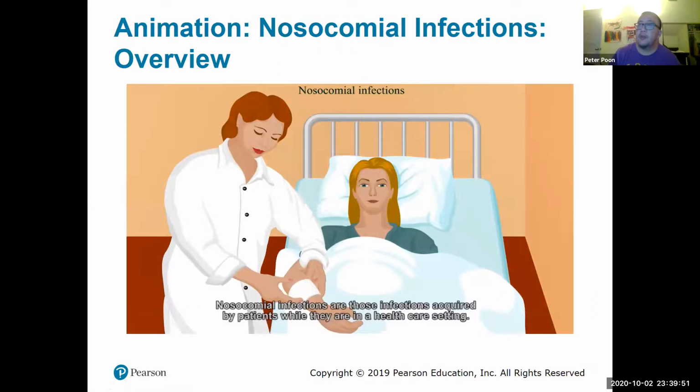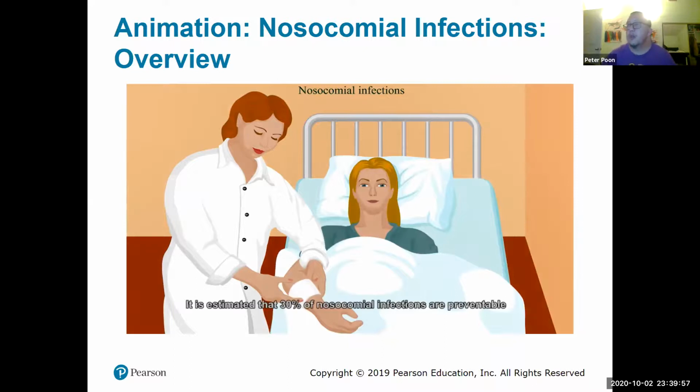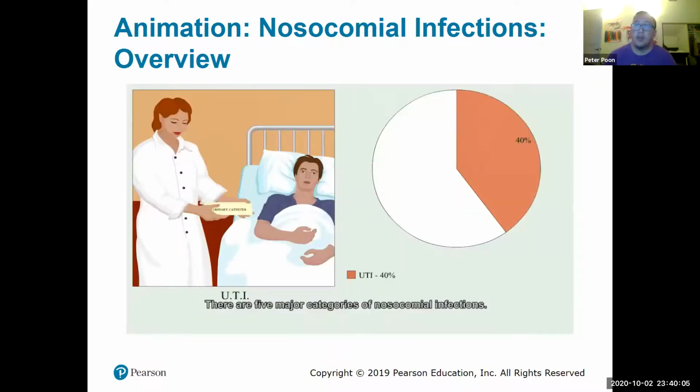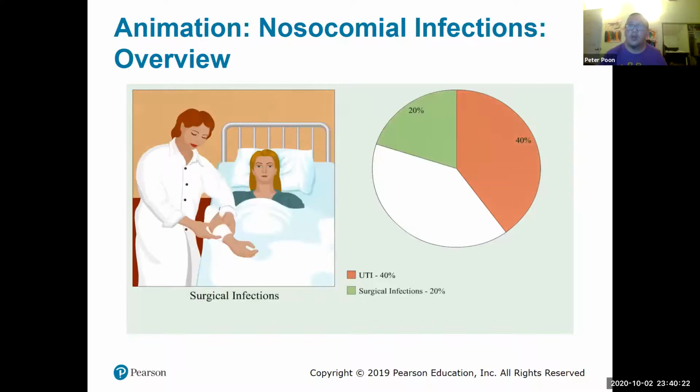Nosocomial infections are those infections acquired by patients while they're in a healthcare setting. It's estimated that 30% of nosocomial infections are preventable through more stringent use of aseptic technique by healthcare personnel. There are 5 major categories of nosocomial infections. The most common type is a urinary tract infection. These are typically contracted during insertion or removal of urinary catheters and usually involve the normal flora of the patient or healthcare worker. The second most common type is a surgical wound infection, again caused by normal skin flora that get into the surgical wound.